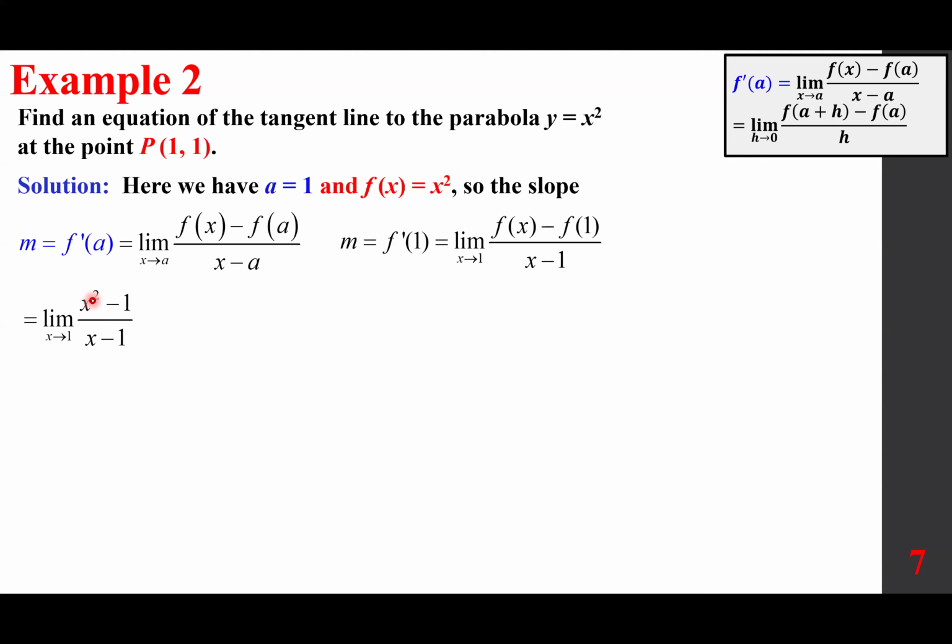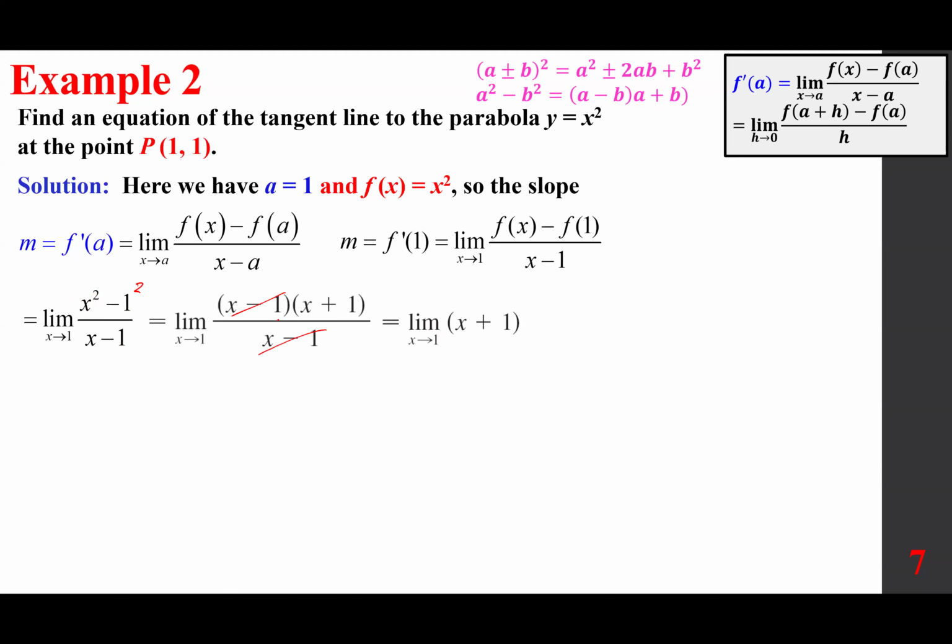So the technique is factoring. The numerator is a squared minus b squared, reminding you that a squared minus b squared is a minus b times a plus b. And this one is x squared minus 1 squared, if you will. It's the same thing, right? So x minus 1, x plus 1. And you can drop the common factor of x minus 1. The limit of x plus 1 as x approaches 1. Now we can replace the x with 1, and the answer becomes 2.